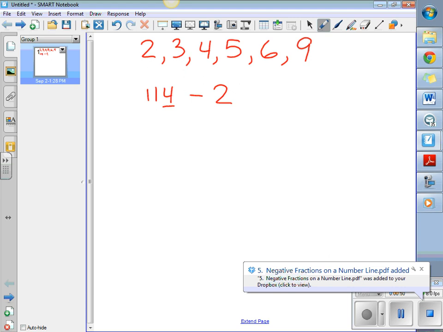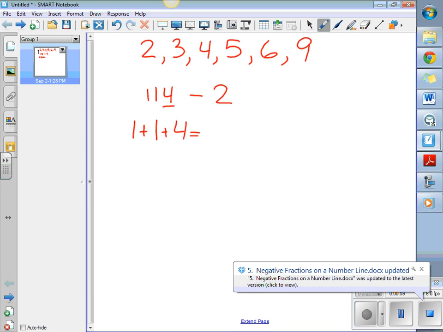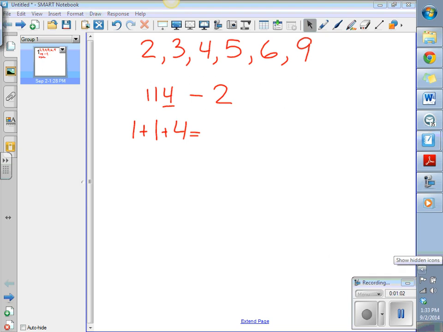Then you look on the back of your sheet and it tells you that if you add your digits and the sum is divisible by 3, then your number is divisible by 3. So 1 plus 1 plus 4 gives us 6, and since 6 is divisible by 3, we know that 114 is divisible by 3.